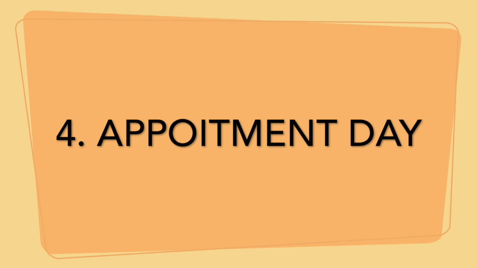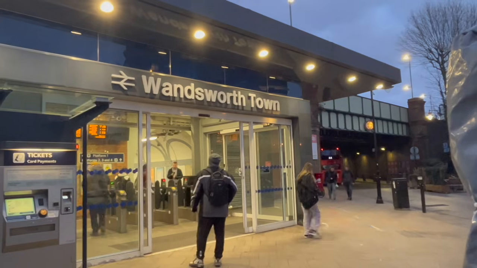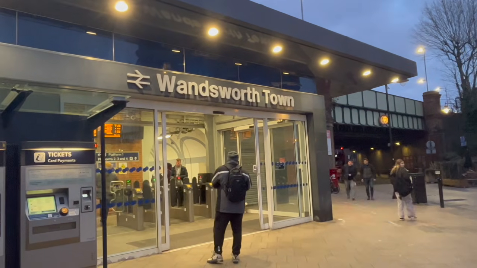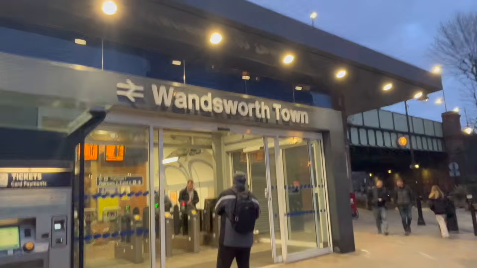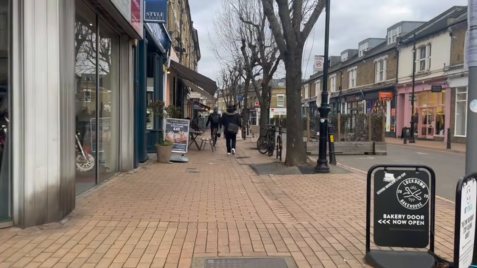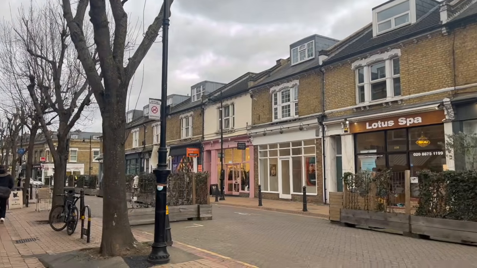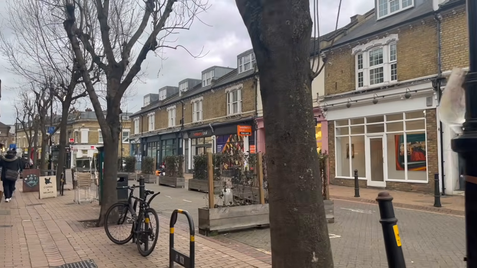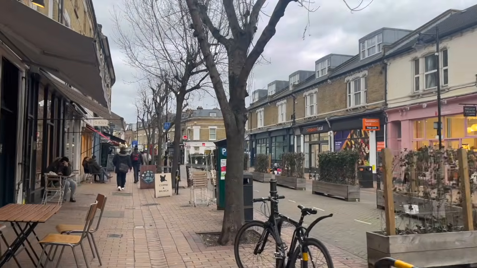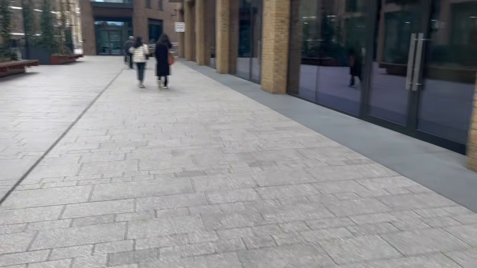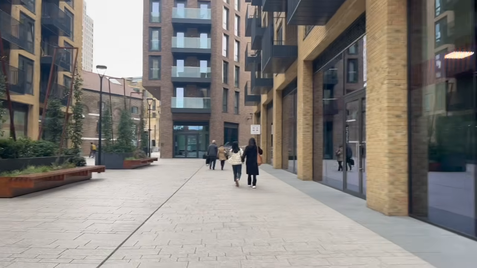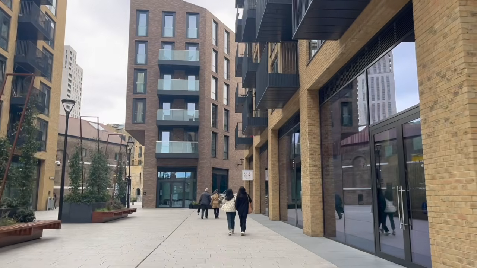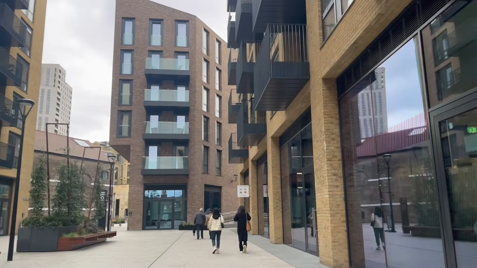Step 4. Getting ready for the appointment day. As we applied from London, we had to go to Wandsworth Town, where the visa application center is. After reaching the station, we took a quick 5 minute walk to reach the center. On the way, you'll notice there are quite a few restaurants. You can have a quick bite here. Once you reach the center, there'll be a security check at the gate. After clearing that, you'll be asked to join a queue. You'll also be given a number that'll pop up on the screen.